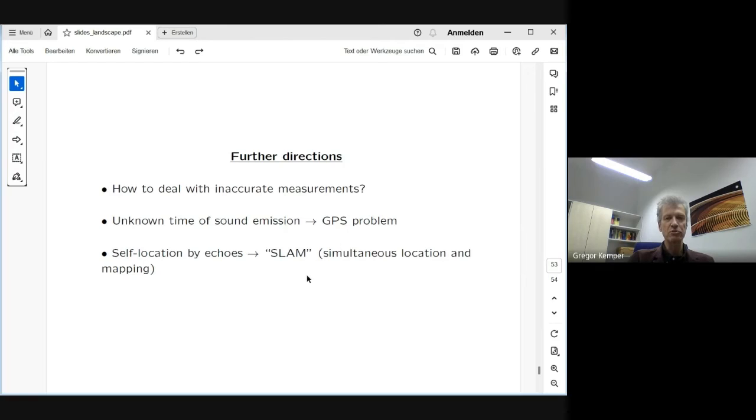A further question would be, well, can we also, not as before, assume that the drone knows exactly where it is, but turn things around and use echoes to self-locate the drone or whatever other vehicle we have. And as it turns out, you can actually do the SLAM problem, that is simultaneous self-location and mapping of the room. So now we also have an algorithm for that, but again, that is still in the process of writing up. Okay, so that's all I wanted to say.